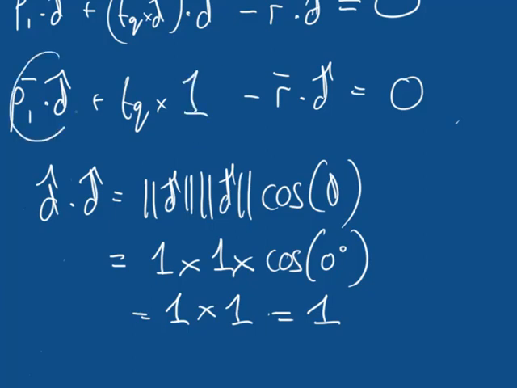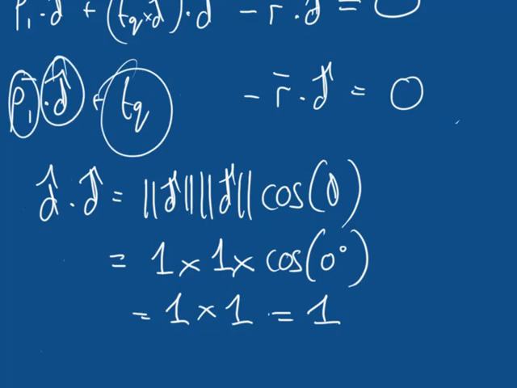Which means we've now got P1 dot D plus TQ times (1 minus R dot D). Well, TQ times 1, this term right here, is equal to TQ. Anything multiplied by 1 is itself. So now our problem has actually simplified down, because we've got P1 dot D plus TQ minus R dot D equal to 0. Again, we're trying to find TQ. We know P1, we know D, and we know R. Therefore, we know everything except for TQ in this equation.